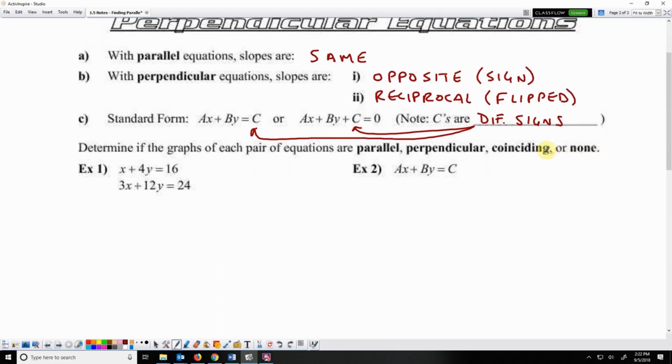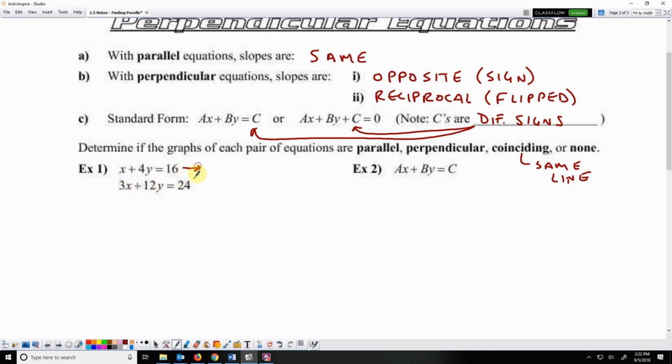So first we are going to determine whether these two lines are parallel, perpendicular, coinciding, which actually means exactly the same line. So one line on top of the other, which makes the same line, or none of these. So we need to find the slope.